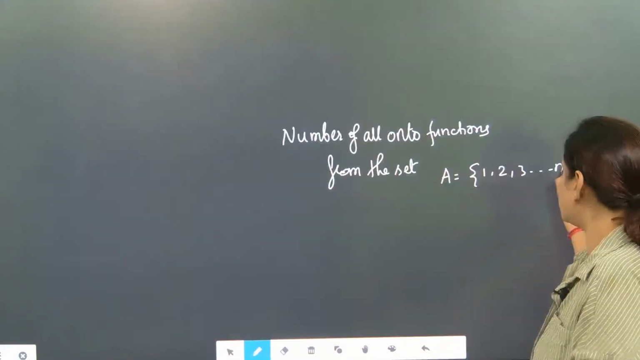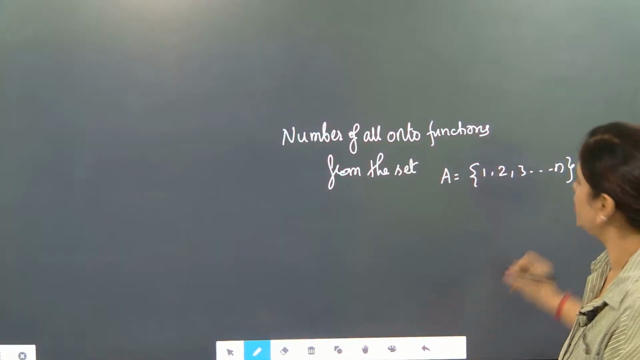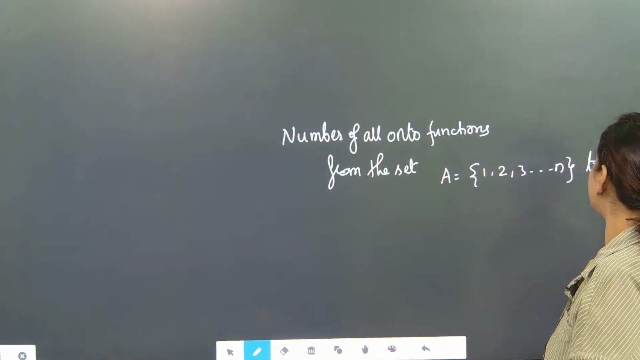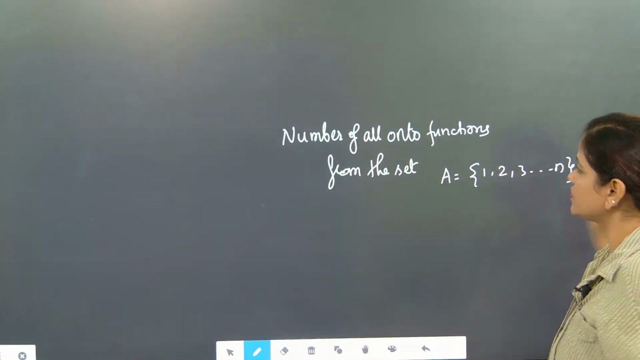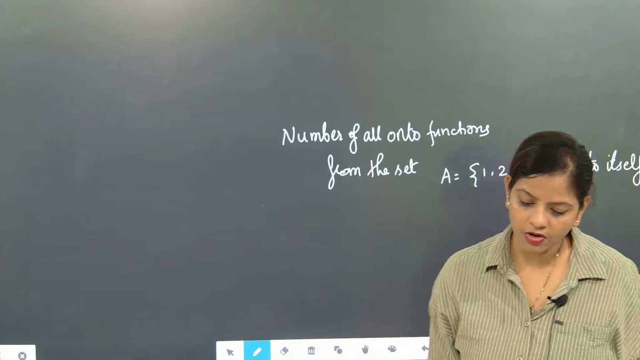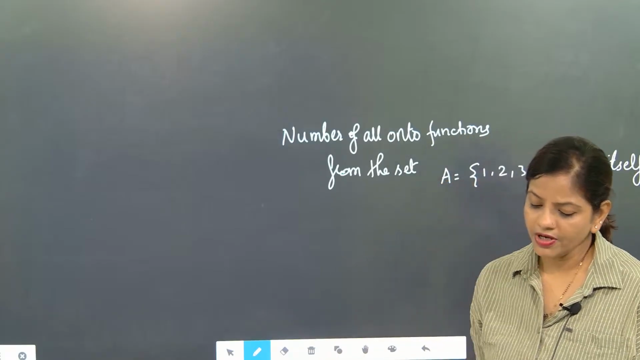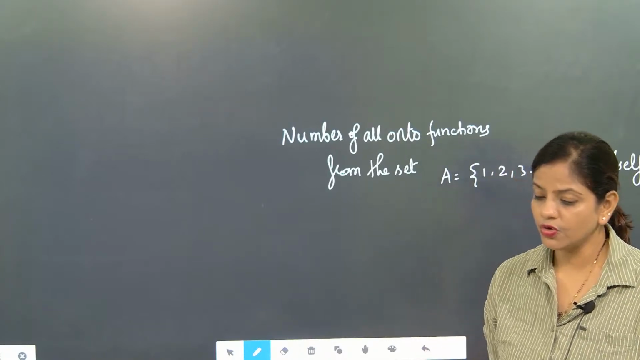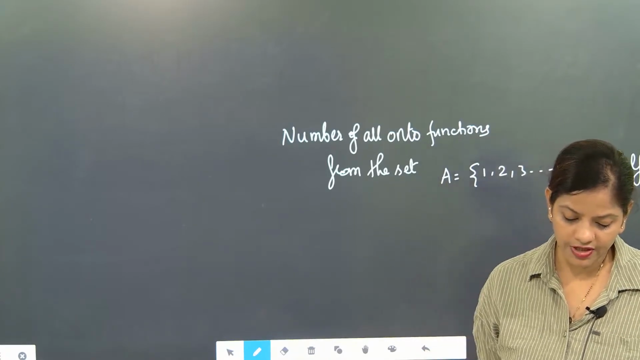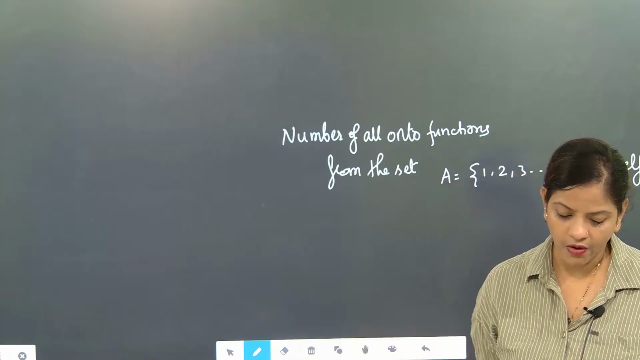Please understand these questions are very important. So A is mapping to itself. Now how many onto functions are possible? You people are going to solve this question, because one time I have already explained this part.